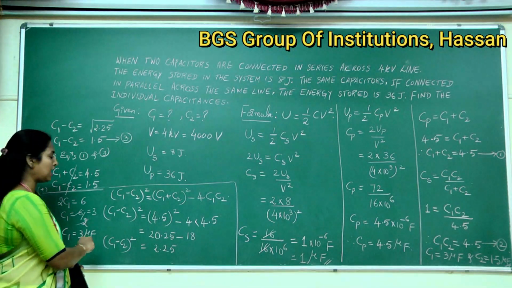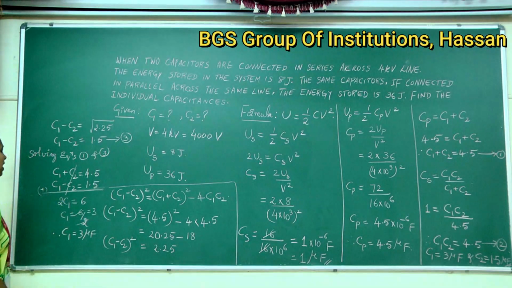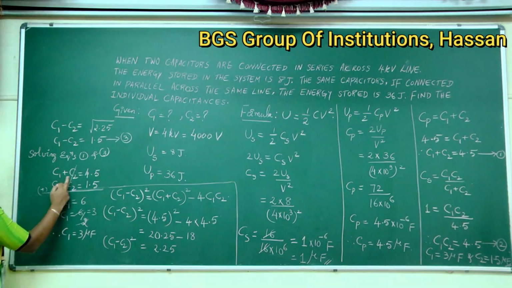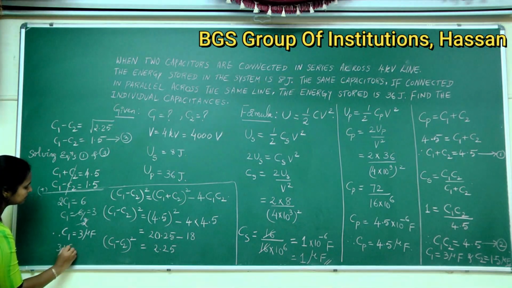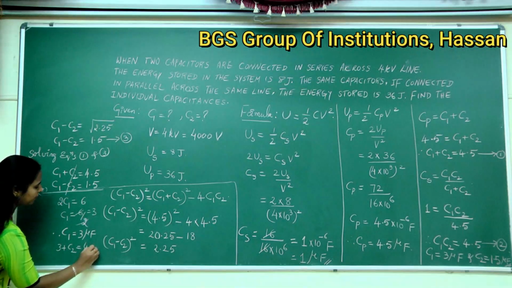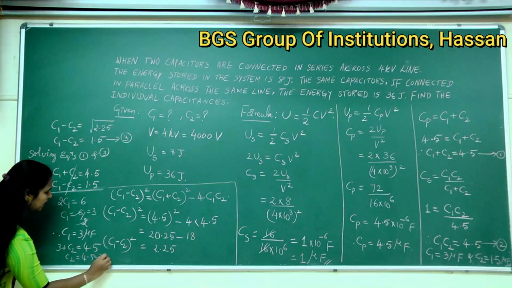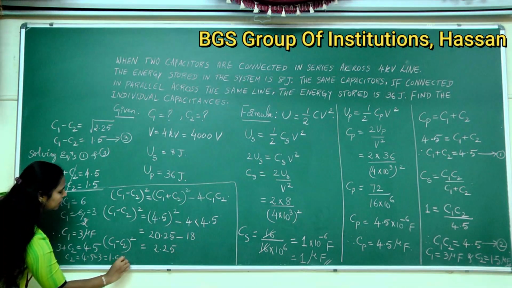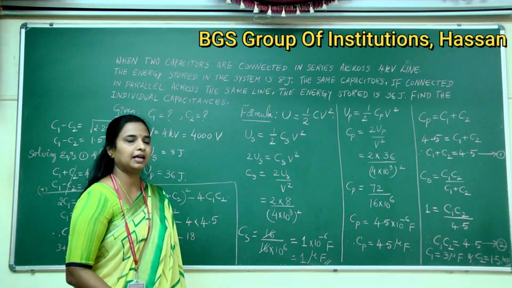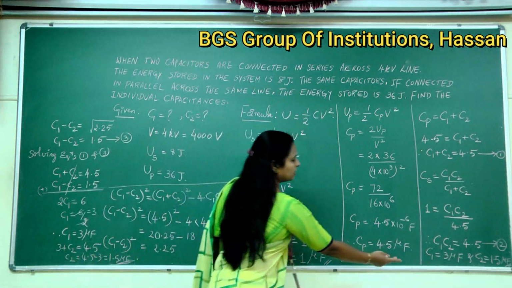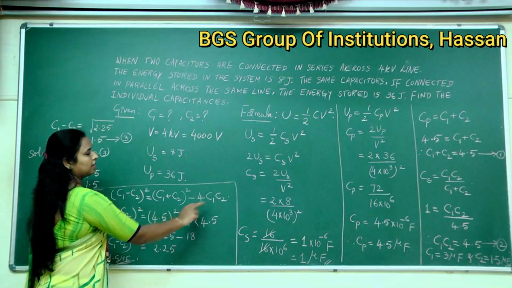On substituting the value of C1 in either of these equations, 1 or 3, we will get the value of C2. So let us substitute in equation 1 itself. C1 is 3 plus C2 is equal to 4.5. C2 is equal to 4.5 minus 3, that is equal to 1.5 mu f. So this is how we can calculate. So this is the inspection method, and this is the method using the formula.